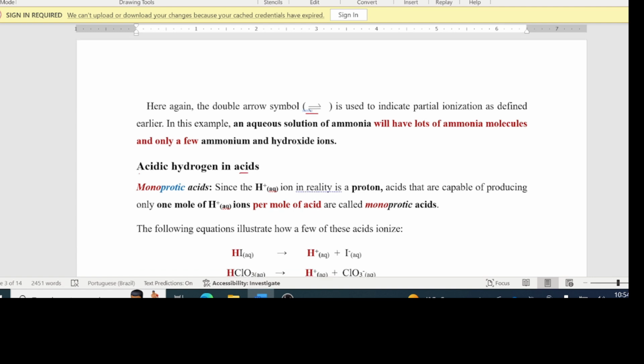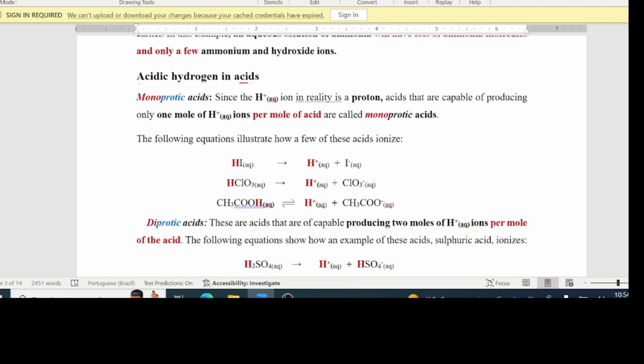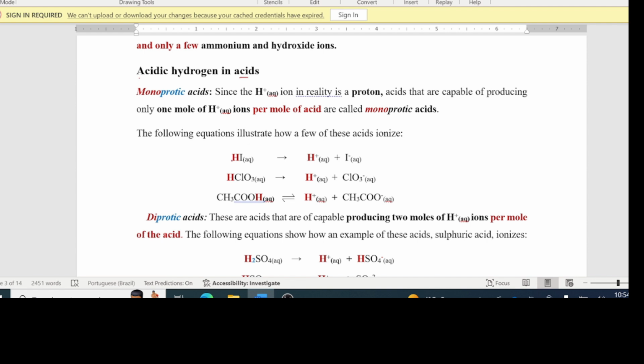When you look at the formula of an acid, you can identify the acidic hydrogen. This one here will be the acidic hydrogen, this will be an acidic hydrogen, and this will be an acidic hydrogen here. Each of these has 1 mole of hydrogen per mole of acid. Because of that, we call these monoprotic acids. So if you look at an acid and you only see 1 hydrogen ion inside its molecule, we say that is a monoprotic acid.